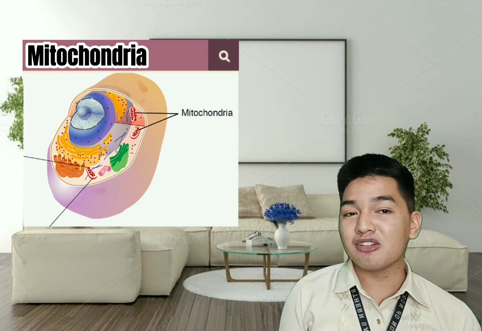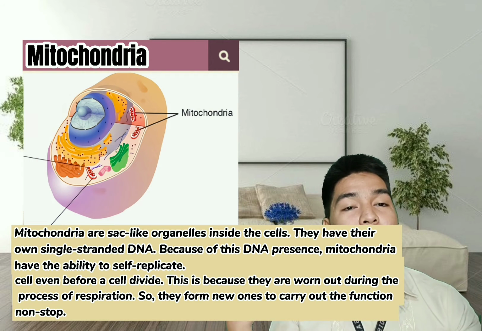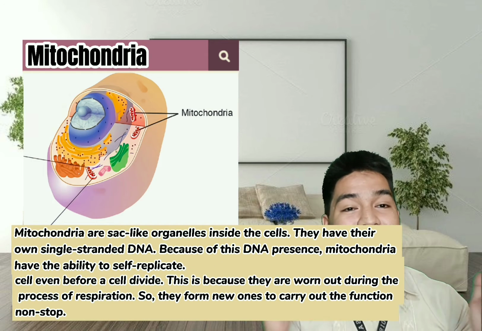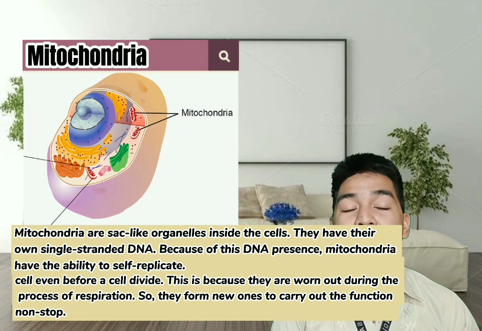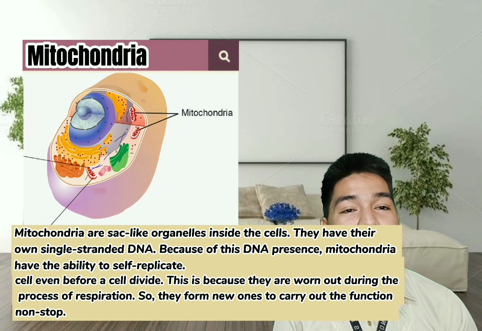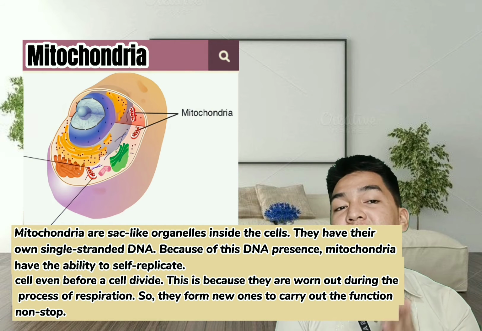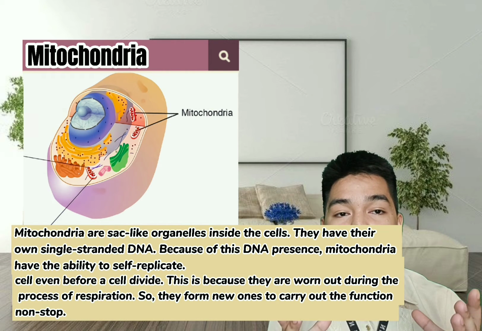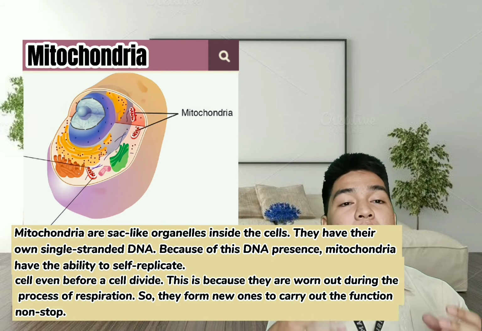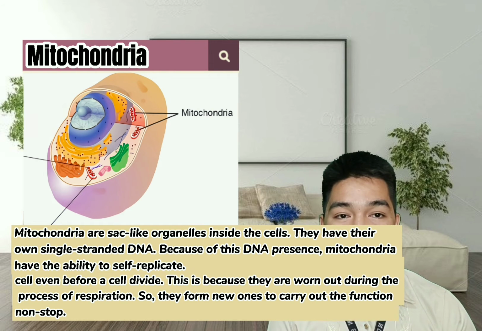Next is the mighty mitochondria, which is the powerhouse of the cell, where cellular respiration takes place that produces energy in the form of adenosine triphosphate or ATP, which is vital for the cell's activity and function. So dito na sa mitochondria nagtitake place yung cellular respiration na nagpoproduce ng energy in the form of ATP or adenosine triphosphate na mahalaga sa cell's activity and cell's function.